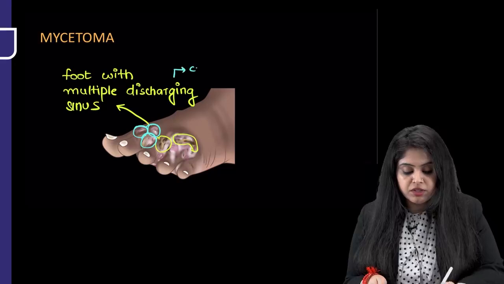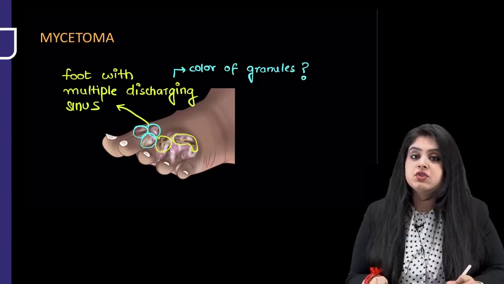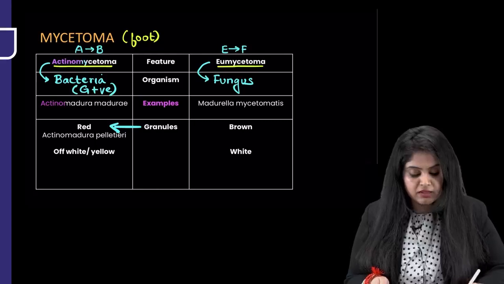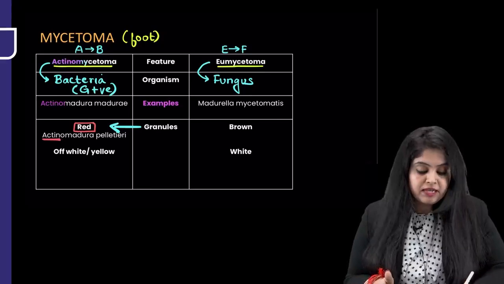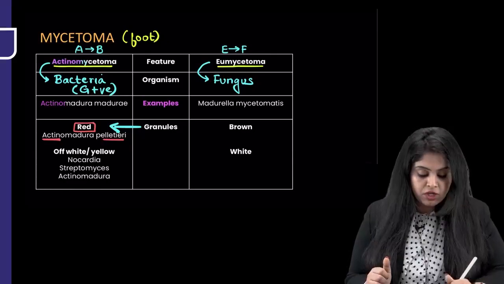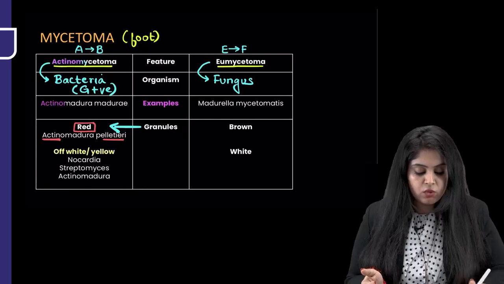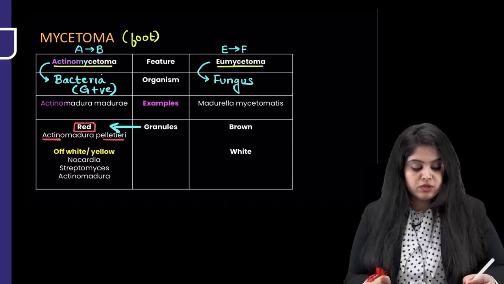So what is the color of the granules? The color of the granules that are coming out can also sometimes give me a hint in identifying which organism I am dealing with. So please remember that when I see red color granules, that is going to be Actinomadura pelletieri. Remember, actino will tell me it's to do with actinomyces, and for pelletieri I'll give you a mnemonic in a while. Other than that, there are other bacteria which are going to be Nocardia, Streptomyces, Actinomadura. They can give you a yellowish discharge or a granule which is yellowish. So now, again going into a little bit of a mnemonic.